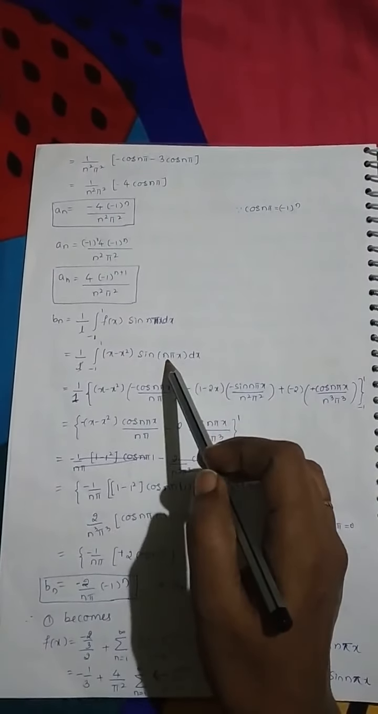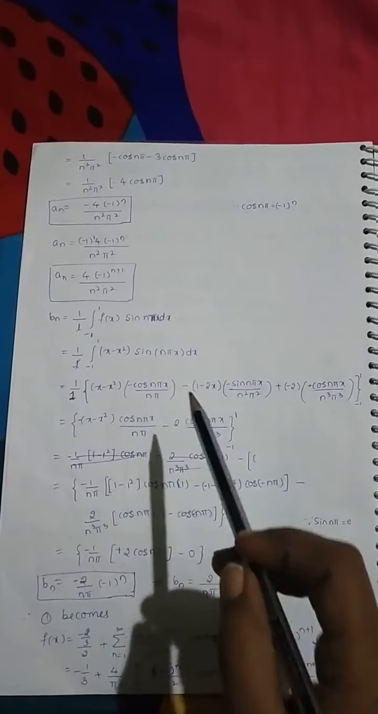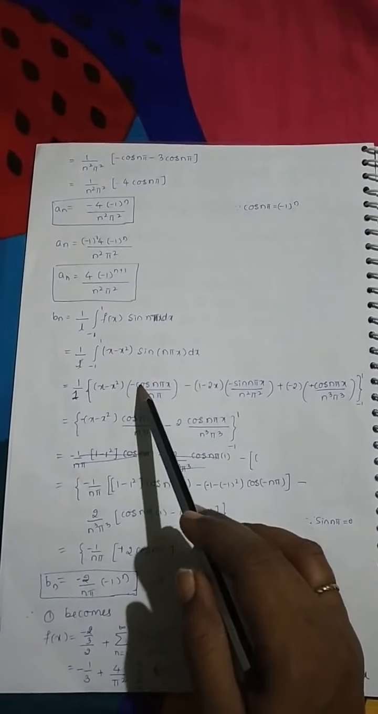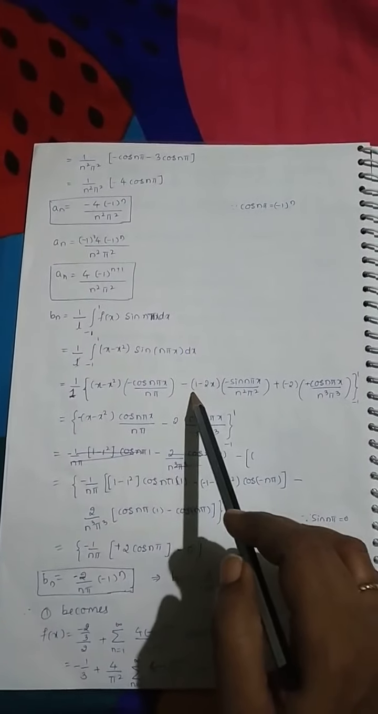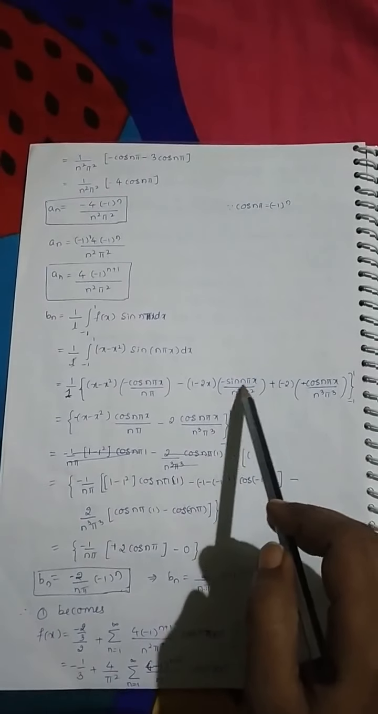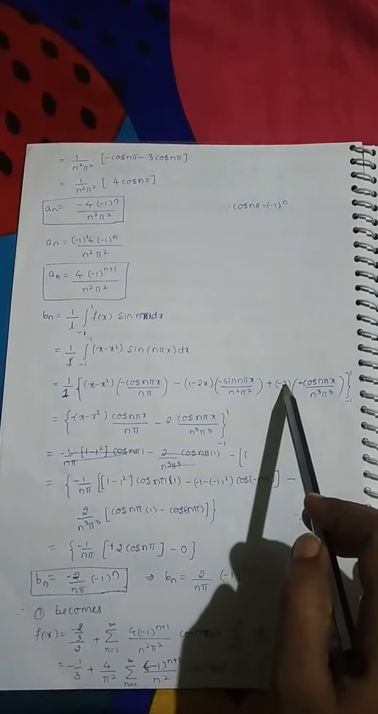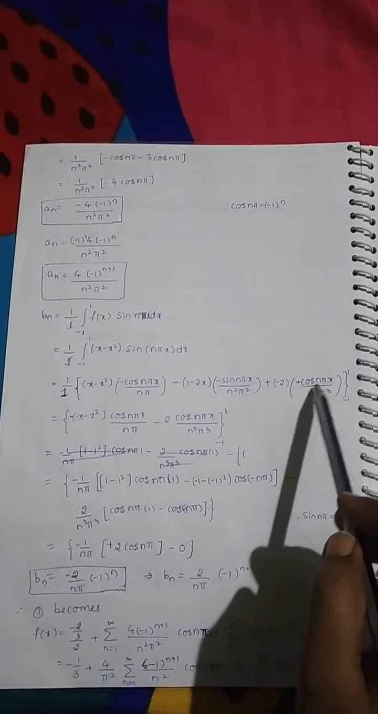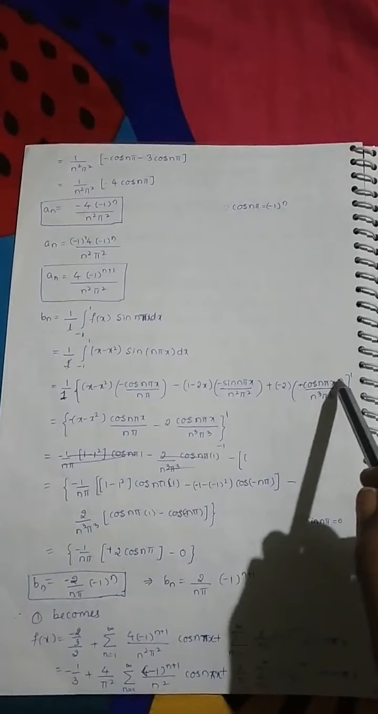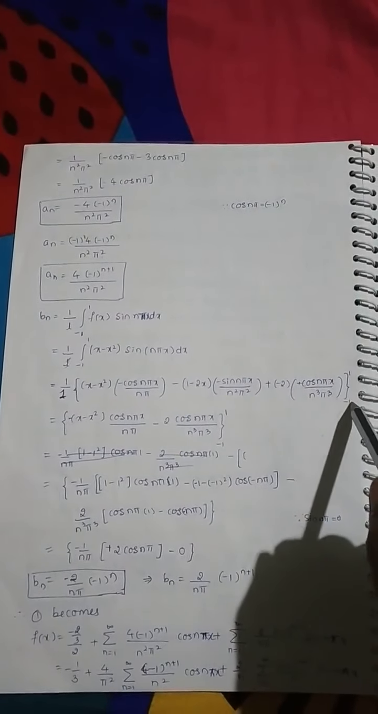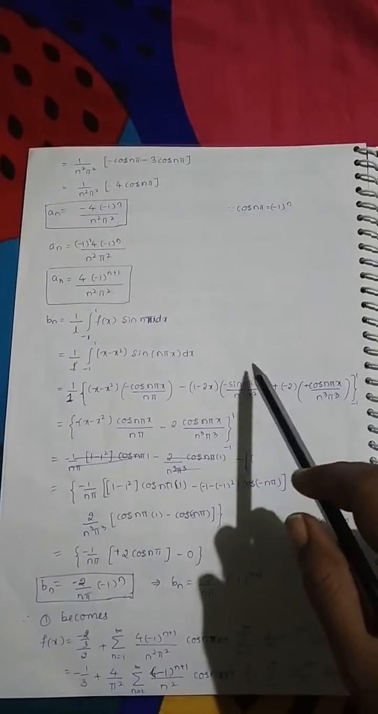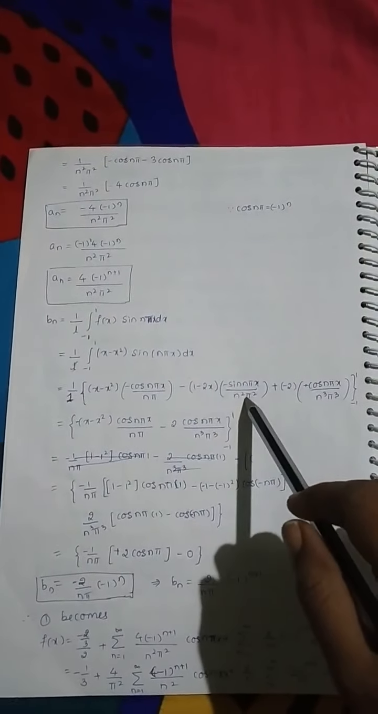Again applying the Bernoulli's rule for this term, we have x minus x square into integration of sin n pi x, which is minus cos n pi x upon n pi, minus into bracket 1 minus 2x into bracket minus sin n pi x upon n square pi square, plus minus 2 into bracket minus cos n pi x upon n cube pi cube, between the limits minus 1 to 1. Since sin n pi is 0, this term becomes 0.